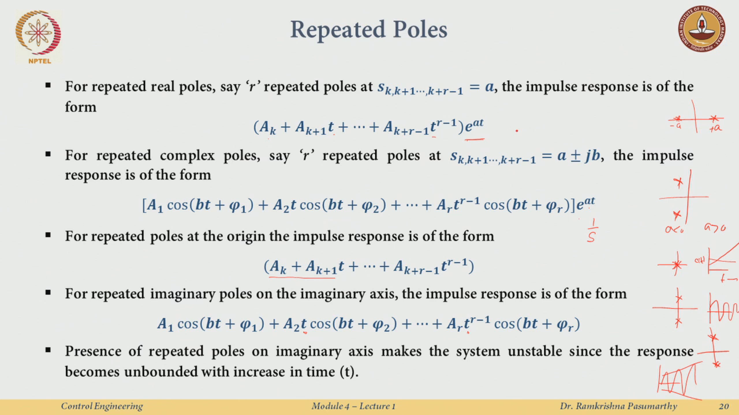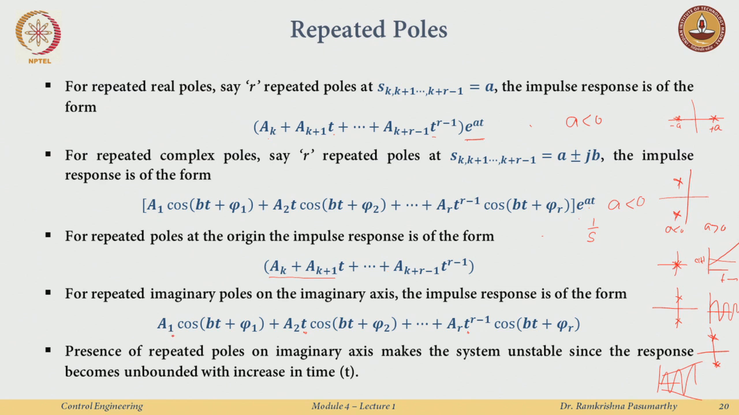Okay. So, as long as a is less than 0, we have stable behavior, whereas these two cases have a strange kind of behavior. If there is one pole at the origin, then I am in some kind of marginally stable behavior. If there are 2 poles at the origin, then I just go unbounded. Similarly for 3, 4 and so on.